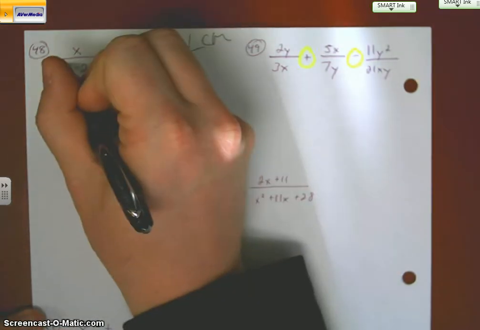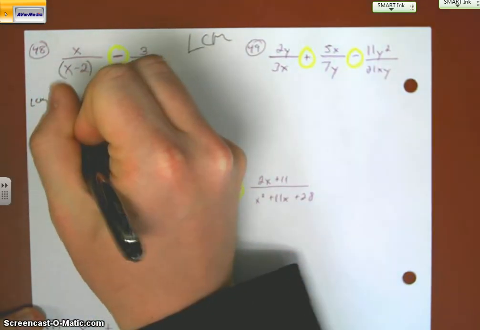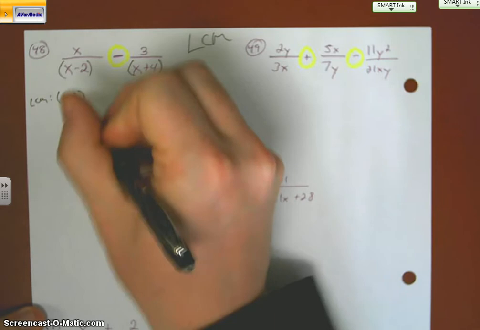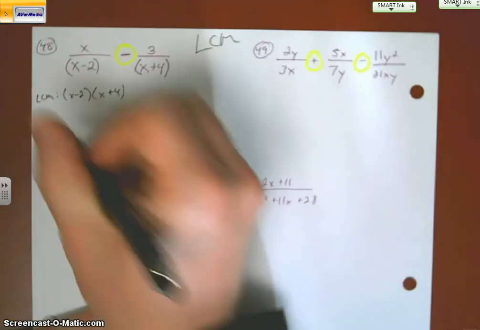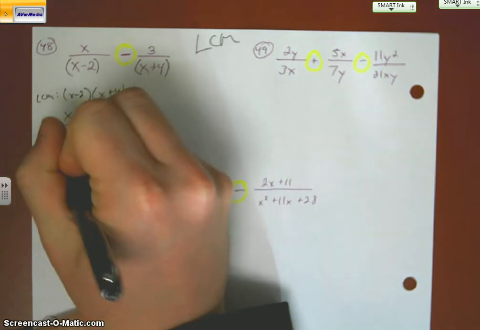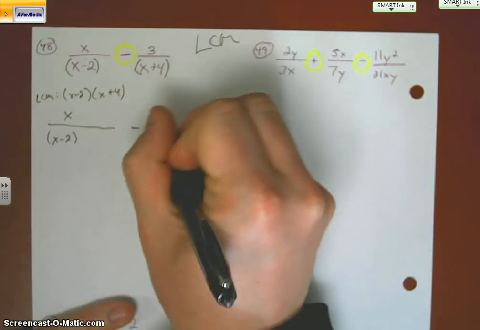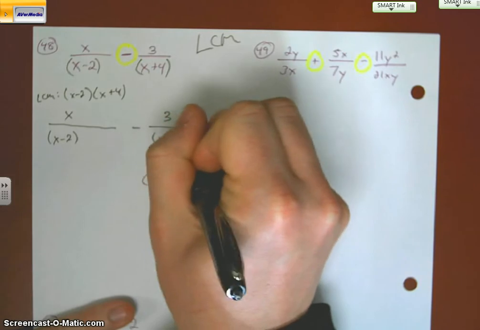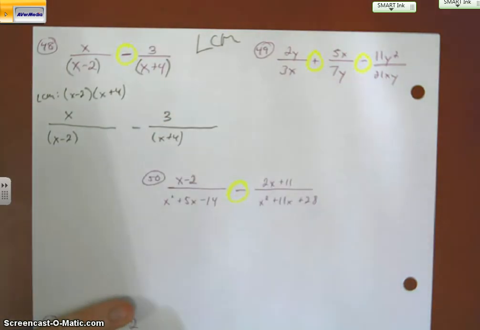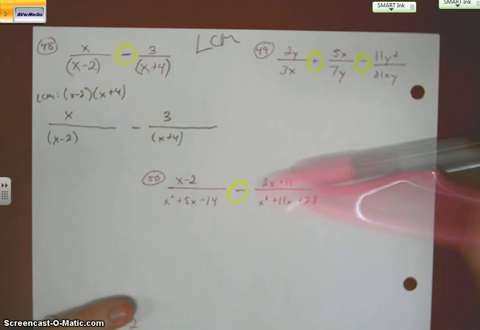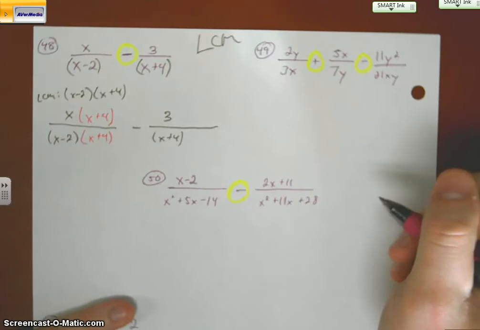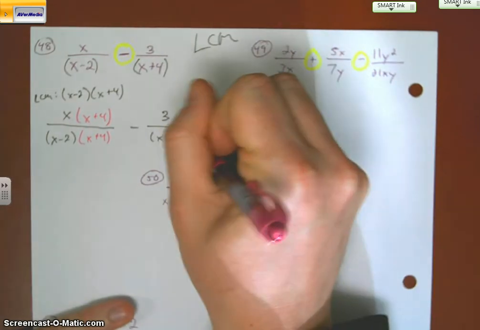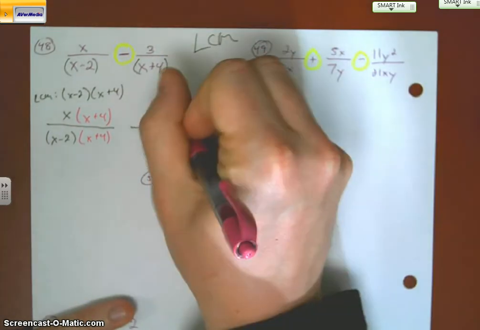So, for this particular one, my LCM is x minus 2 and x plus 4. Let's look at the very first one. Well, that's missing the x plus 4, so that's going to go on the top and bottom. This one is missing the x minus 2.